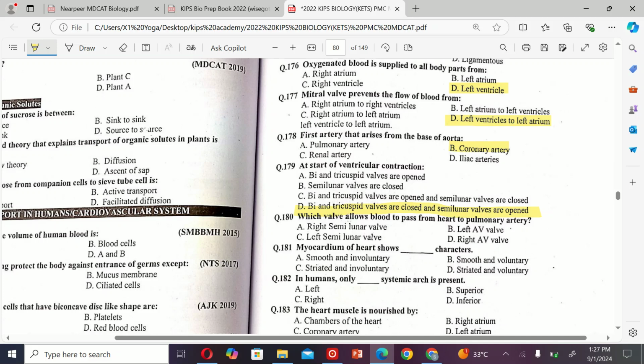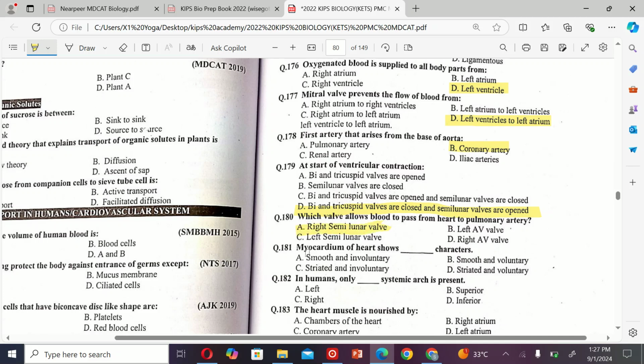The next MCQ is: which valve allows blood to pass from heart to pulmonary artery? A. Right semilunar valve. B. Left tricuspid valve. C. Left semilunar valve. And D. Right tricuspid valve. So the correct option is A.